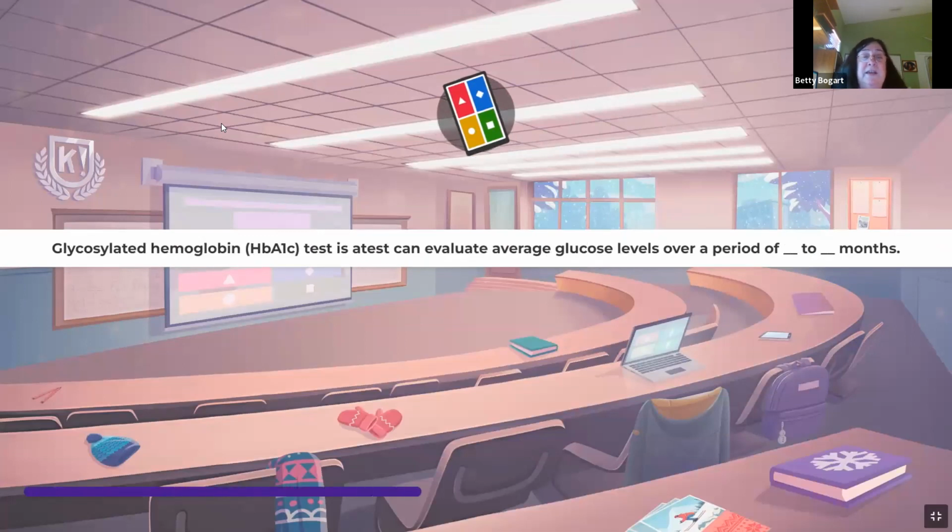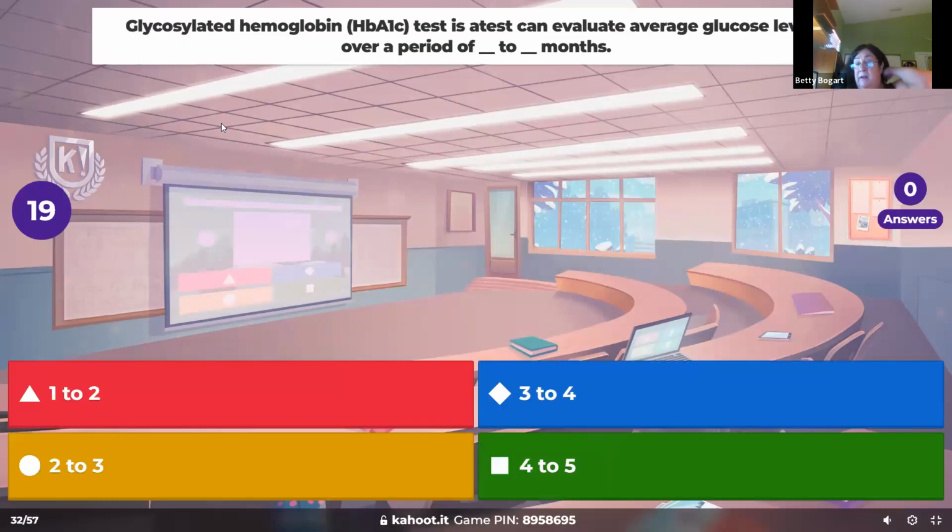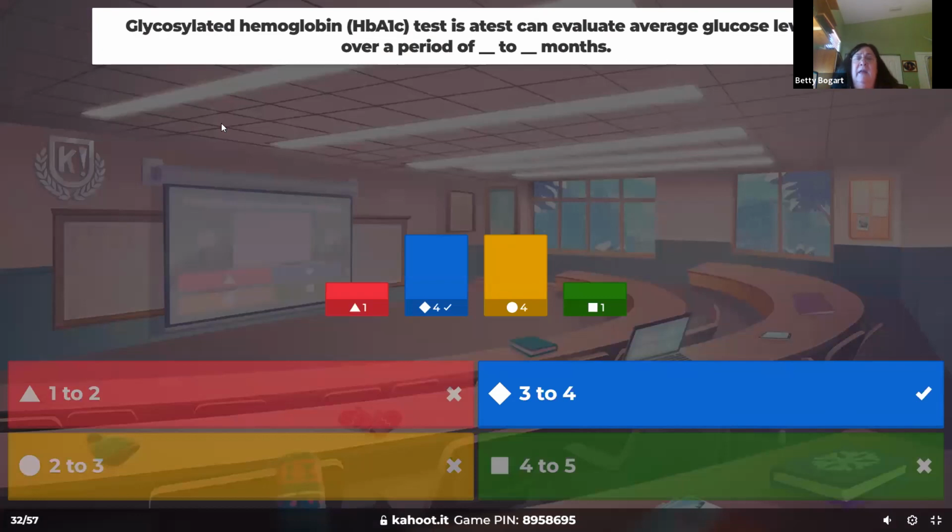The glycosylated hemoglobin test can evaluate average glucose levels over a period of blank to blank months. Remember, this either measures if you have diabetes, it can show you blood sugars for an extended period of time, or it can show you if you're being good with taking insulin and watching your diet. And it's 3 to 4 months. It's the glycosylated hemoglobin A1C.